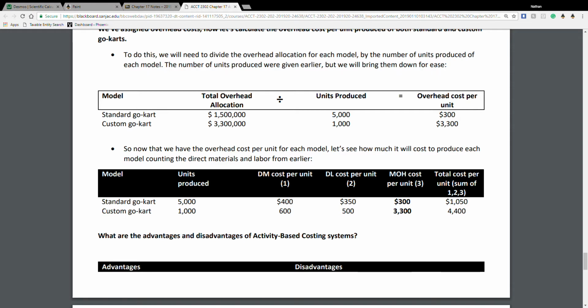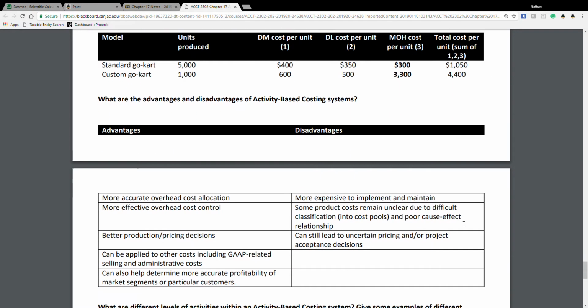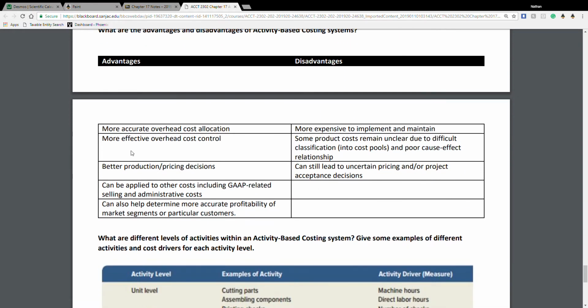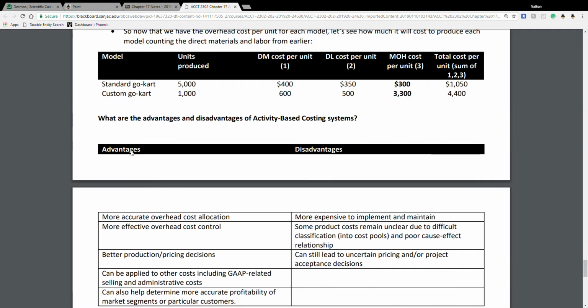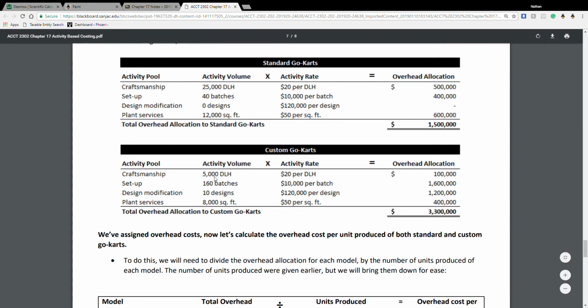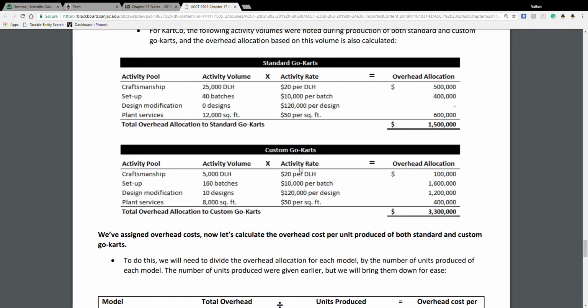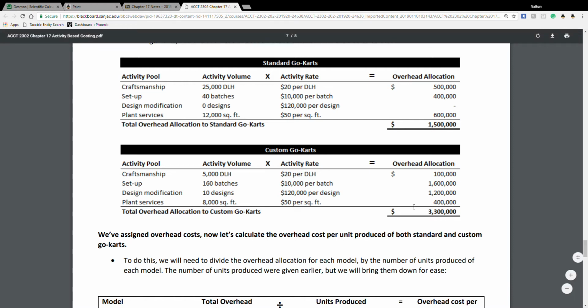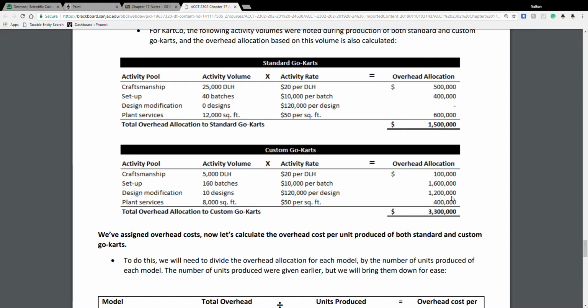Okay, so this right here is the most accurate we can get. In fact, this is one of its advantages, the more accurate overhead cost allocation out of these three methods that we've done. It also gives a more effective overhead cost control. I can definitely check out which activity or activity base is costing me the most money. I may need to fix that. Like setup, on the custom alone, setup and design modification is huge. So we may want to fix that.